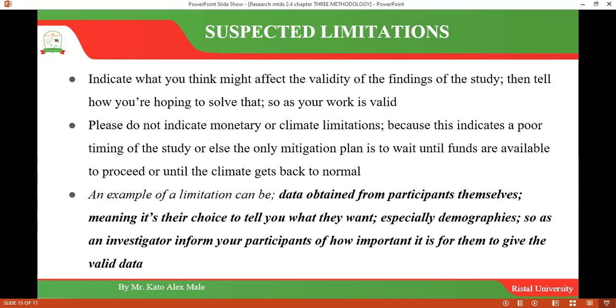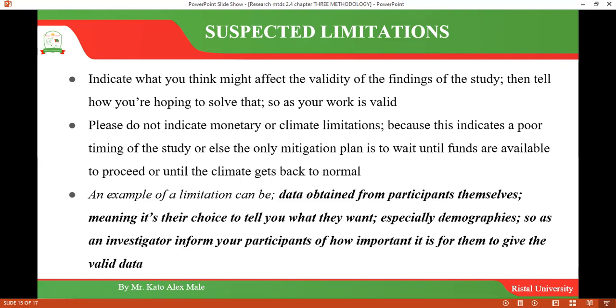Good. Then limitations. This is 3.8. I didn't give it a label, but it is 3.8. You must give us your suspected limitations. Indicate what you think might affect the validity of your findings. That's what we have under limitations. Then tell us how you are hoping to solve that, so that your work can be valid.